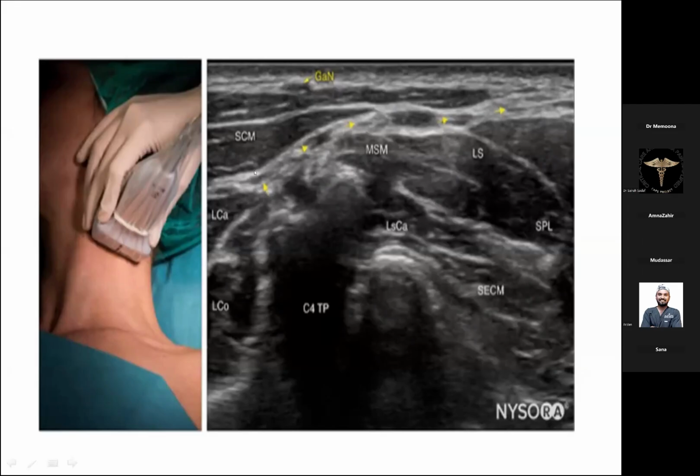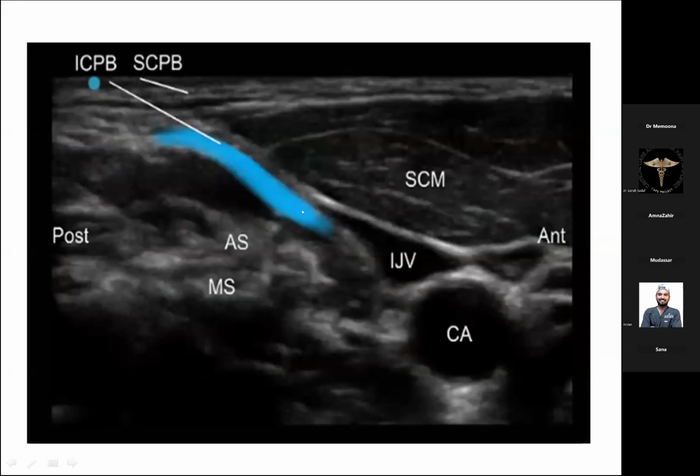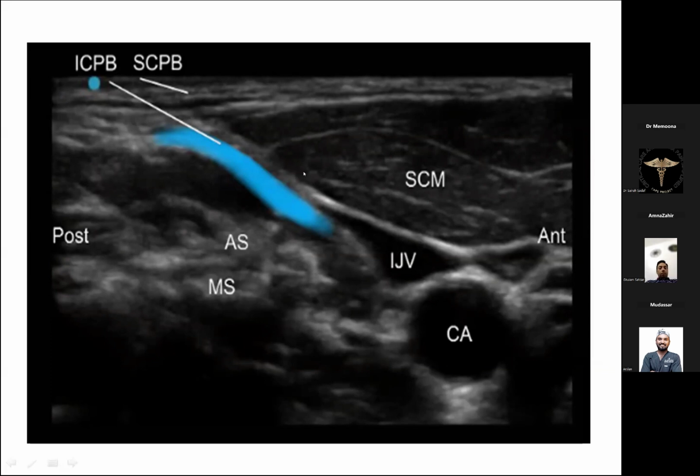And just below it lies the superficial cervical plexus, as denoted by these yellow arrows. This is the position where we are going to inject 4 to 5 mils of local anesthetic to block the superficial cervical plexus. This whole strip shows the sternomastoid muscle, and this is the sonoanatomy for superficial cervical plexus block. Now, all this information may seem a lot to absorb, but once you get the idea, the whole of the scalp blocks hardly takes a couple of minutes to perform.